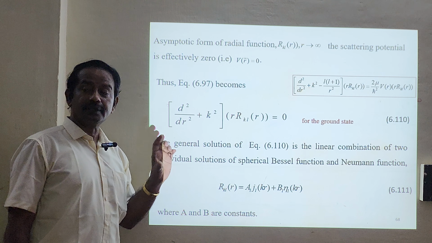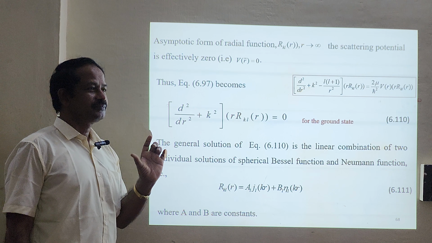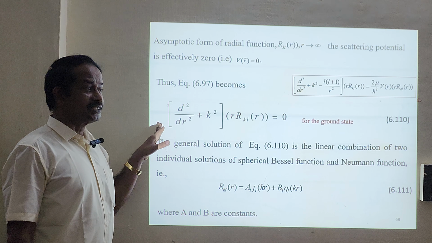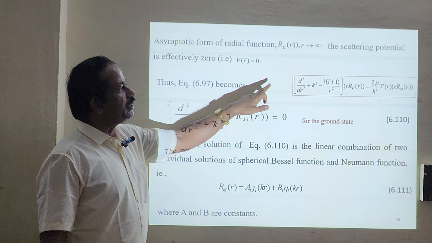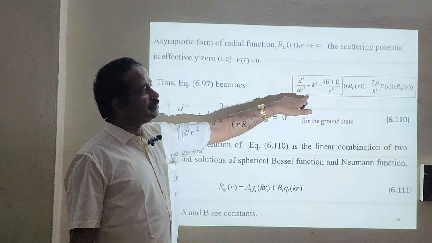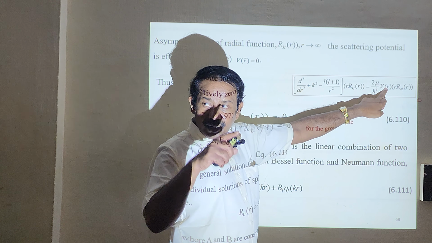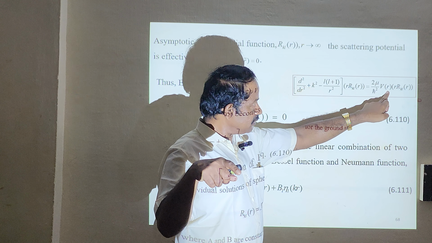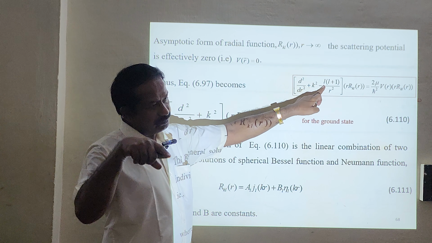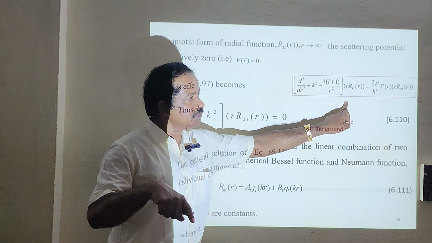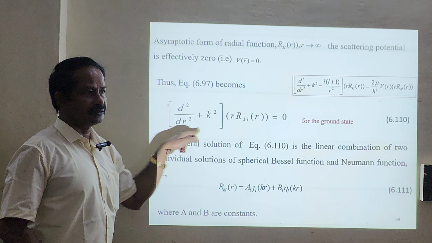So we are going to have the complete radial function, and we are going to use the spherical Bessel function completely. I repeat, we know this equation already, and this is for the radial part. When r tends to infinity, v of r equals 0, so this term will go off. L equal to 0 for the ground state, so this term will also go off. You have only these two terms.